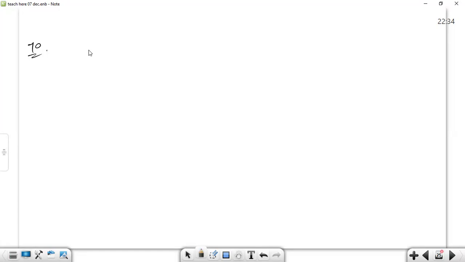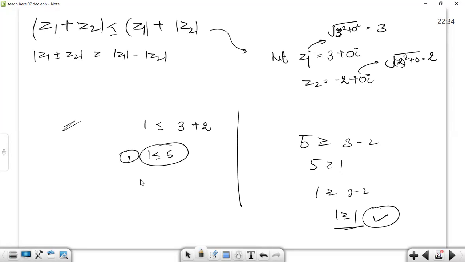Z1 minus Z2. That's similar. That's the same property which we were discussing. Let's go back. So from here we can say that modulus of Z1 plus Z2 is less than or equal to modulus of Z1 plus modulus of Z2, which is, if we take the positive sign here, greater than Z1 minus Z2.